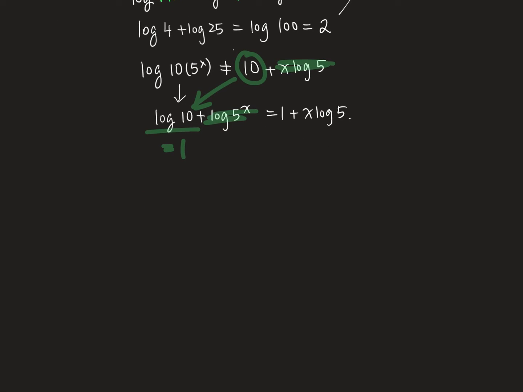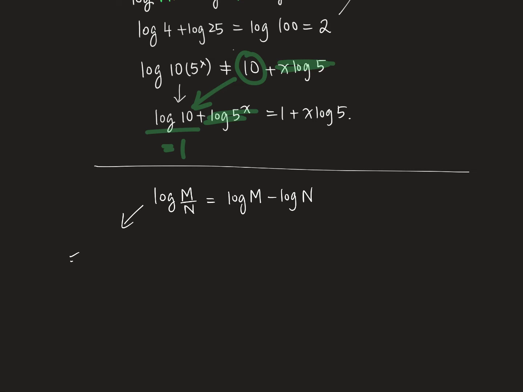The second property is for division. So if we have log of m over n, then we are not going to distribute. What it is not equal to is log m over log n. And also you cannot cross out the log like that. You cannot get rid of the log, because think about it.